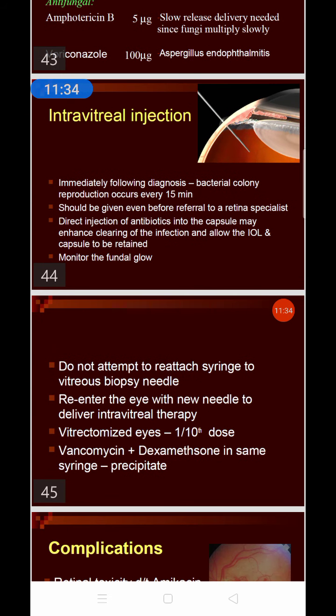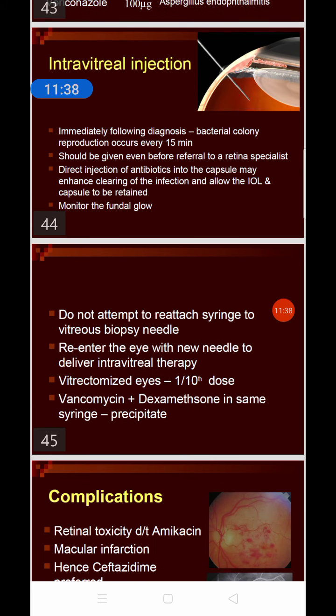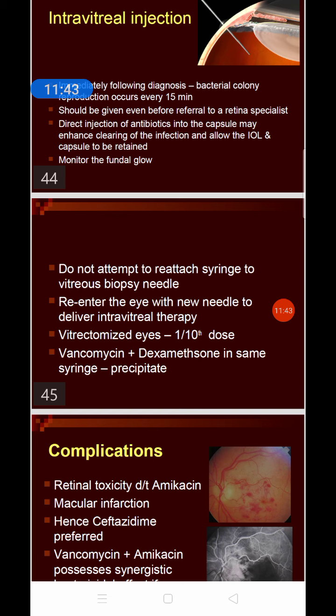Do not attempt to reattach the syringe to the vitreous biopsy needle. In a way, you are letting the infection re-enter.